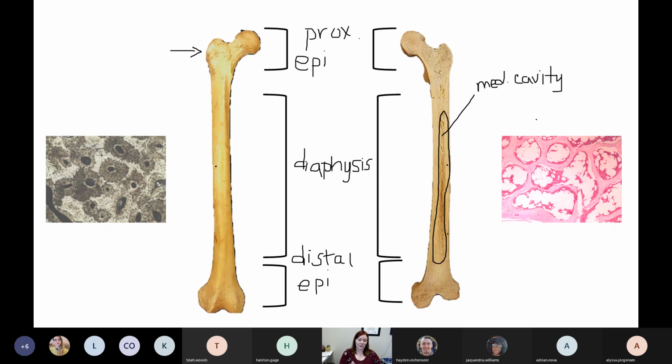Lining the outside of the bone on all sides, we find compact bone. So notice how, especially when we look here on the shaft, you can see this solid part of bone at the top. That's the compact bone.